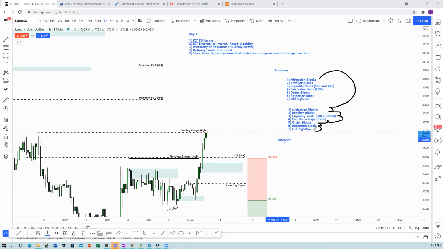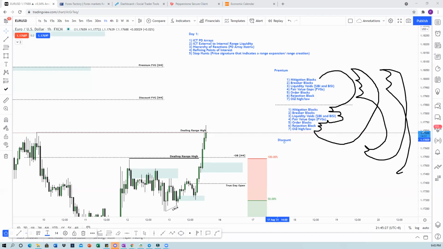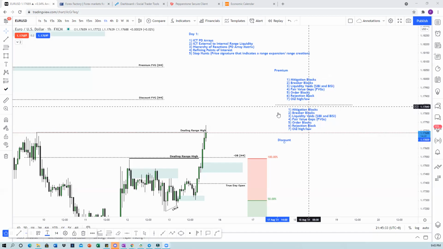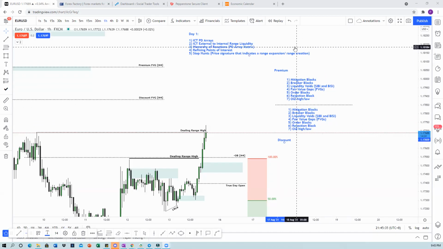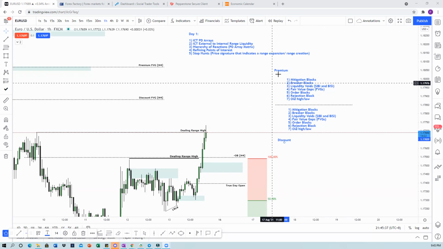Okay, so all low. So price will then react from the all low and go back into premium of the current range and look for the same thing over and over again. Down, up, down, up, right? It's a cycle. Okay, so we have that. Then that is all with regard to hierarchy of reactions.